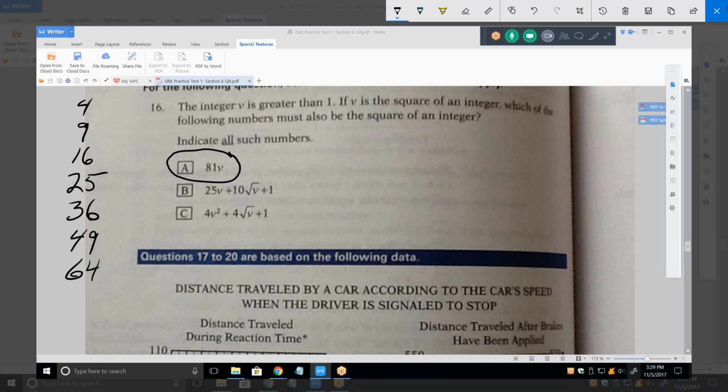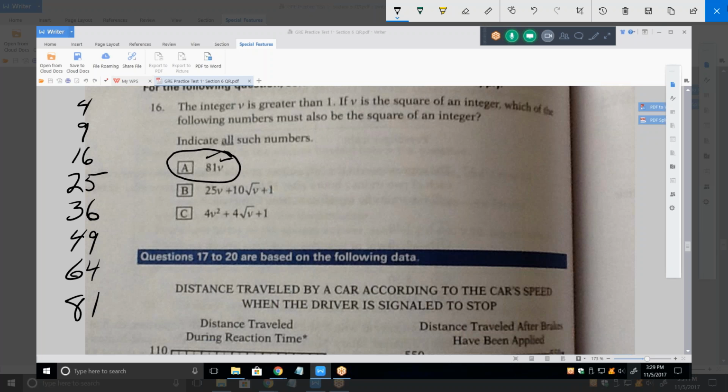Well, they're saying which of the following numbers has to also be the square of an integer? Well, 81 is a perfect square number. In fact, it's the next one on the list. If you take a perfect square number and you multiply it by what they're telling us is another perfect square number, guess what? You get perfect square numbers. Something I really didn't know until today.